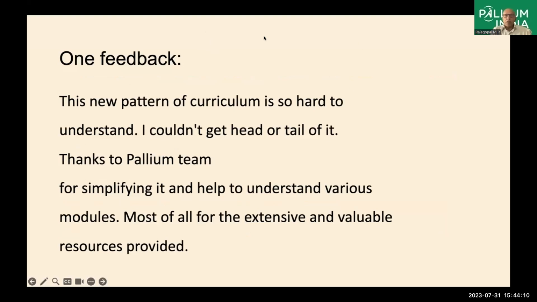This is one of the feedbacks that we got from my previous course. This new pattern of curriculum is so hard to understand. I couldn't get head or tail of it. Thanks to the Valium team for simplifying it and helping to understand various modules, most of all for the extensive and valuable resources. I'm preening a little bit and feeling proud of our team who made this kind of feedback possible.